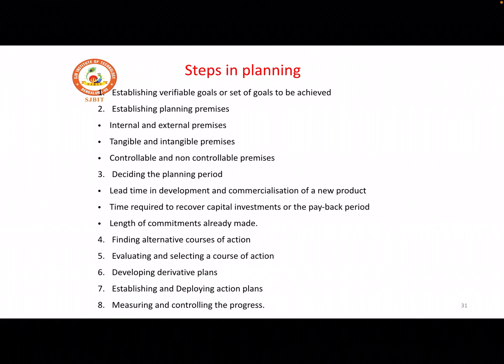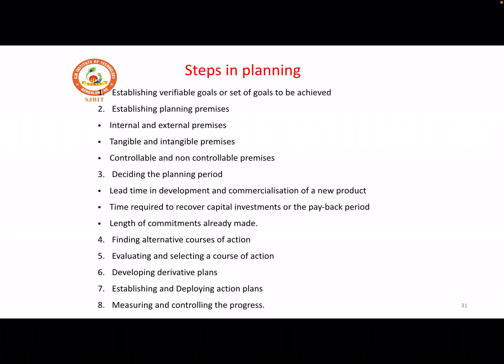What are the steps in planning? Establishing verifiable goals. Whatever goals you have set should be verifiable: the set of goals to be achieved, or you have set the goals, whether they are achievable or not. The second step in planning is to establish planning premises. Next, internal and external premises, tangible and intangible premises. Tangible means the things that you can touch. Intangible means that you cannot touch.